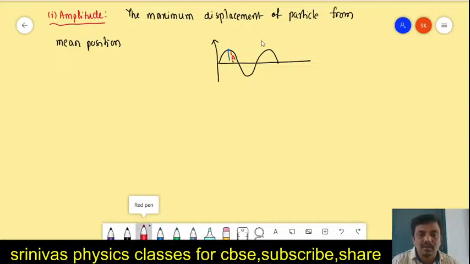Okay, students, understood now? If you take this wave and different particles, this particle has this much displacement, this particle has this much, and this is the highest displacement, which is called the amplitude. The maximum displacement of a particle from the mean position is called the amplitude. Amplitude is denoted with capital A. Understood, students? And the next one we will go for is the time period. It is a very simple definition. The time period means the time taken to produce one wave.